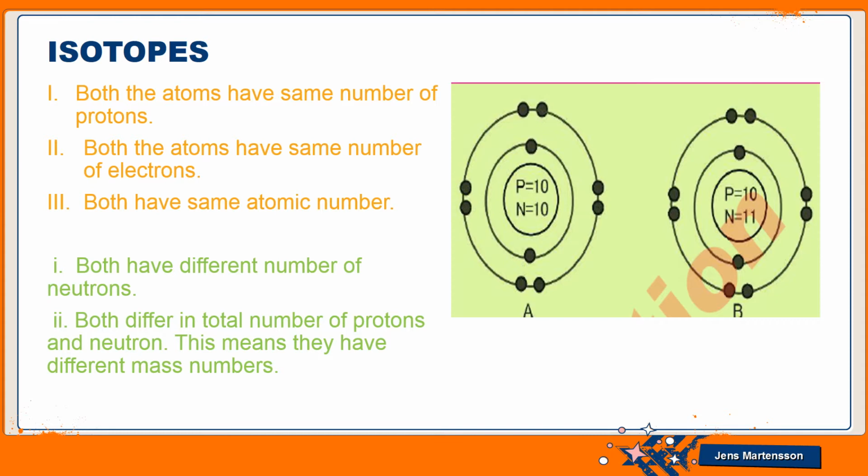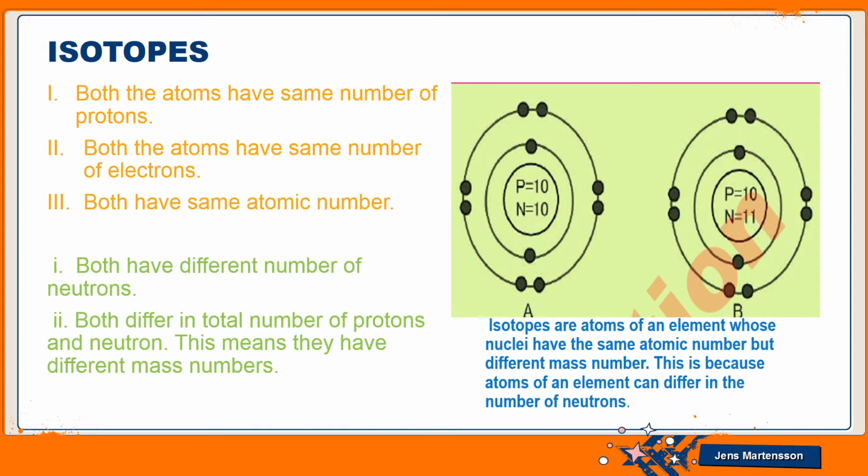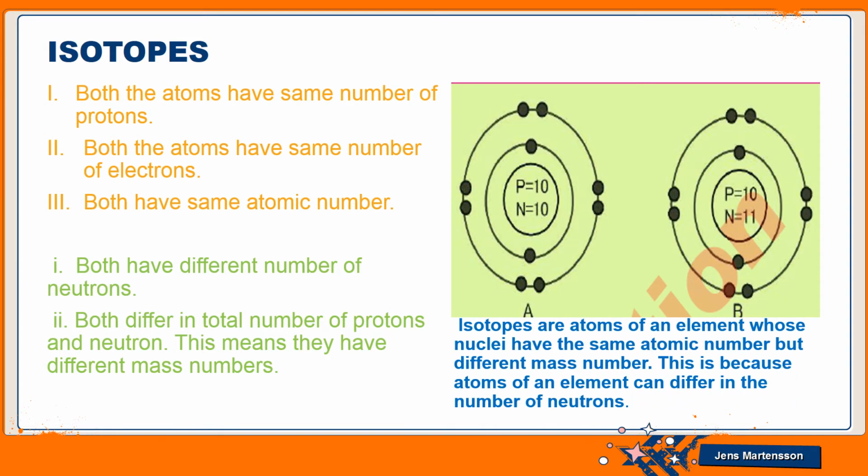As the number of neutrons is different, it means both atoms have different atomic masses. They have different mass numbers, as mass number is the sum of the total number of protons and neutrons present in the nucleus. So both atoms have the same atomic number, but they have different atomic masses, and this atomic mass is different due to the presence of a different number of neutrons. So we will say that these atoms A and B are isotopes of the same element.